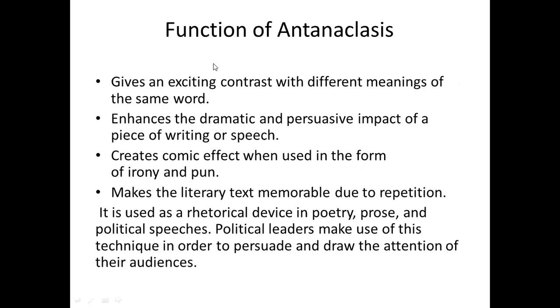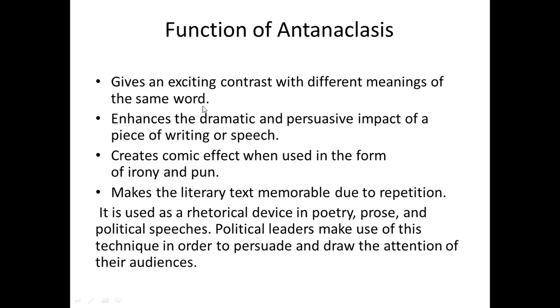Cool. اختلاف النهار والليل ينسي قرى للصبا وأيام أنسي. So where is the literary device here? ينسي وأنسي. And is it complete or partial? Partial. Good. Okay. What's the function of antenna classes?